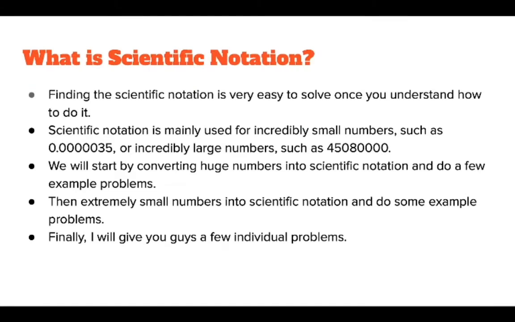Finding the scientific notation is very easy to solve once you understand how to do it. Scientific notation is mainly used for incredibly small numbers such as 0.000035 or incredibly large numbers such as 45080000. We will start by converting huge numbers into scientific notation and do a few example problems.